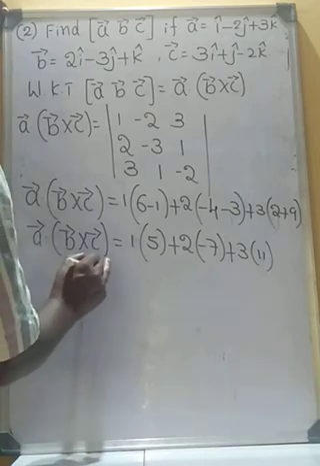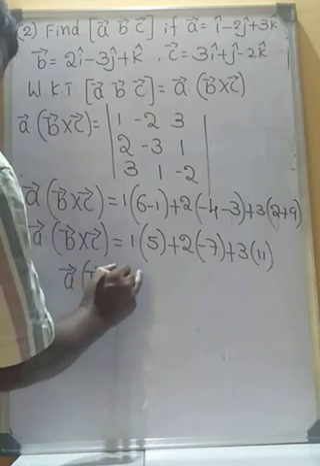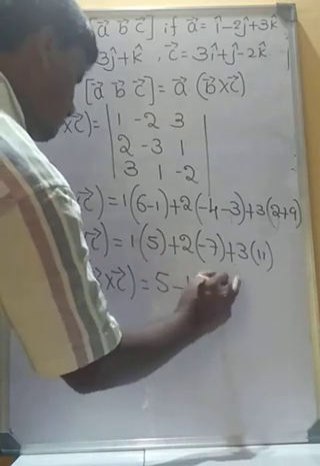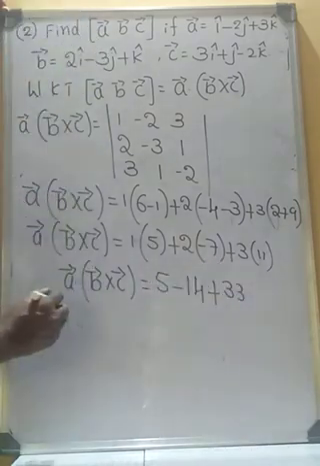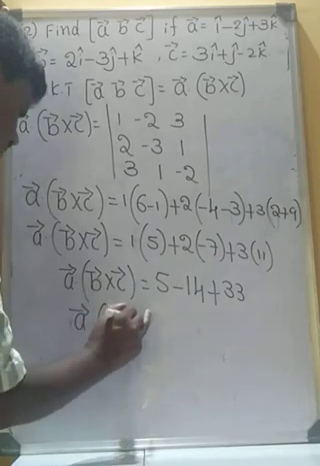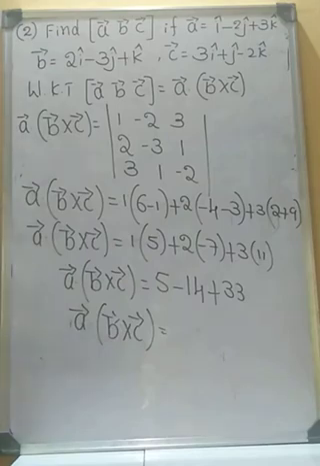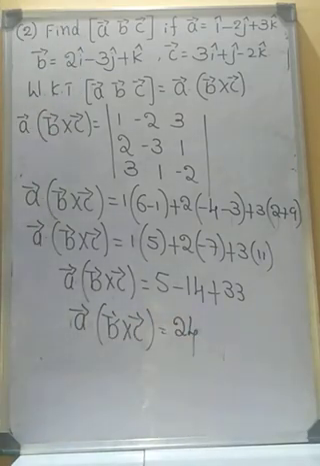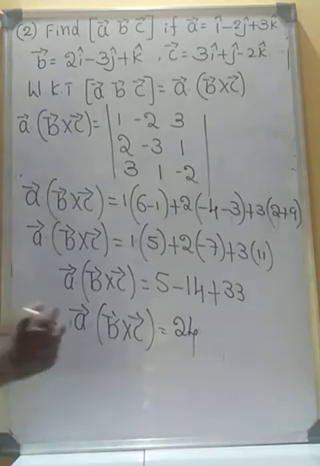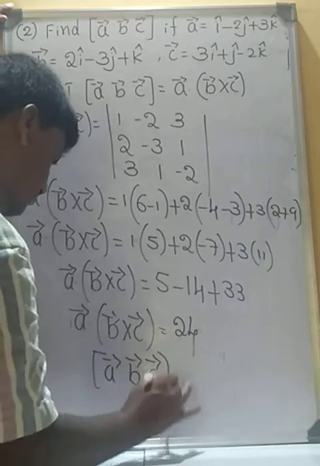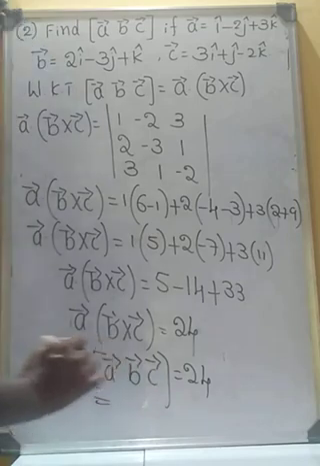Therefore A dot B cross C is equal to 5 minus 14 plus 33. So 33 plus 5 is 38, minus 14 is equal to plus 24. So therefore the box product of vectors A, B, C is equal to 24.